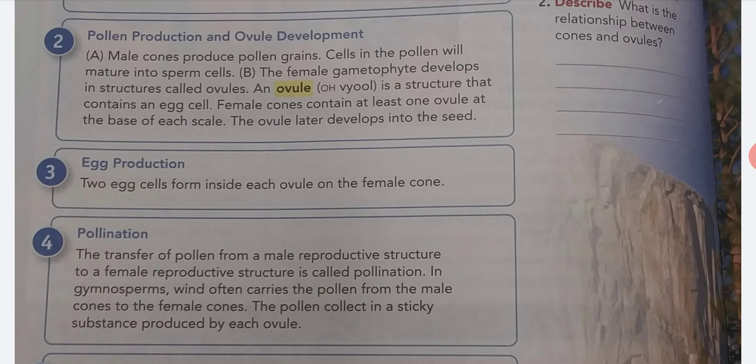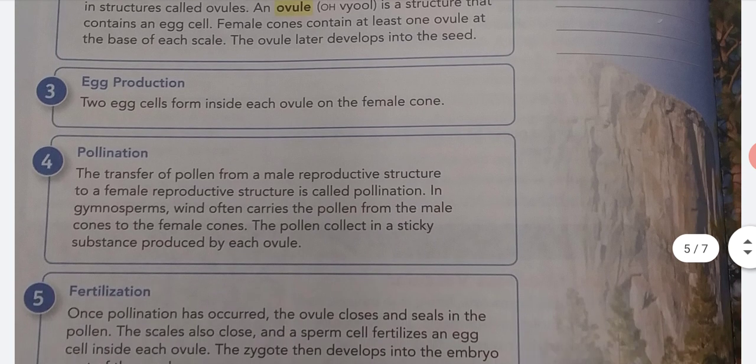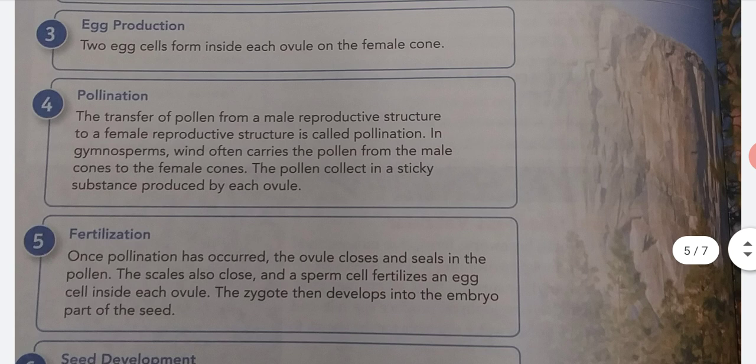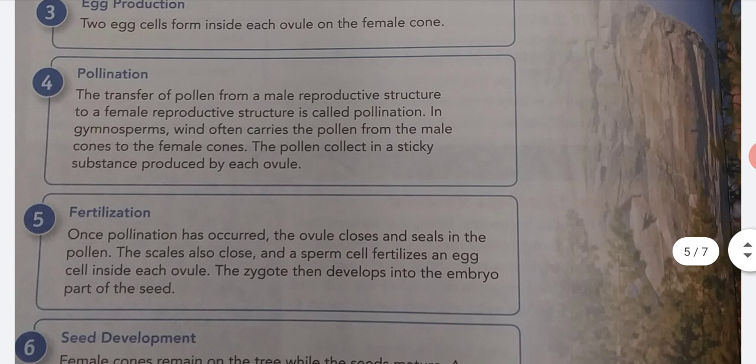An ovule is a structure that contains an egg cell. Female cones contain at least one ovule at the base of each scale. The ovule later develops into the seed. Egg production. Two egg cells form inside each ovule on the female cone.